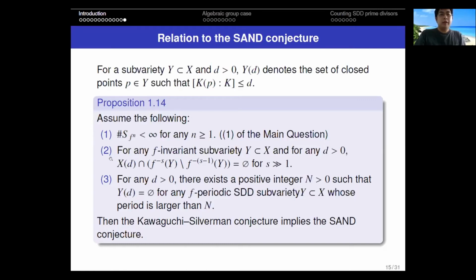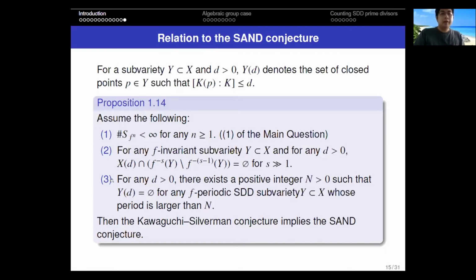And we moreover assume two more conditions. For any F invariant subvariety Y of X and for any positive number d, the set of rational points whose degree is bounded by d and which is contained just in the inverse image of Y by F to the s is empty for sufficiently large s.